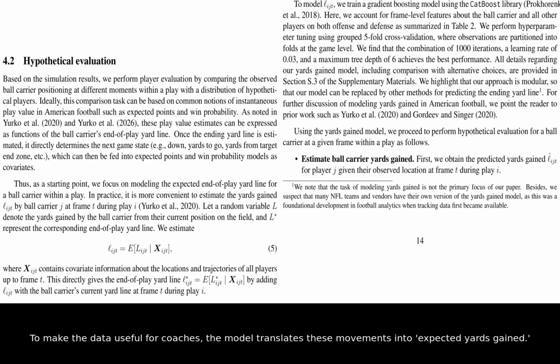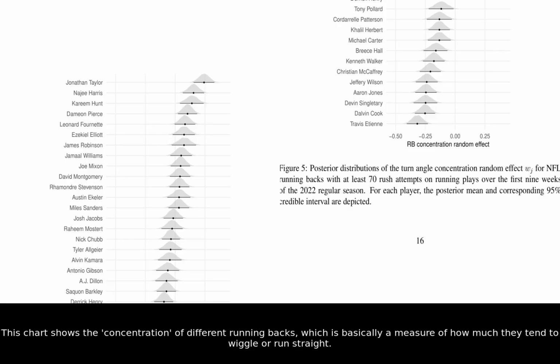instantly. To make the data useful for coaches, the model translates these movements into expected yards gained. It asks, if the player took a different step right now, would they likely have gained more or fewer total yards? This chart shows the concentration of different running backs, which is basically a measure of how much they tend to wiggle or run straight.